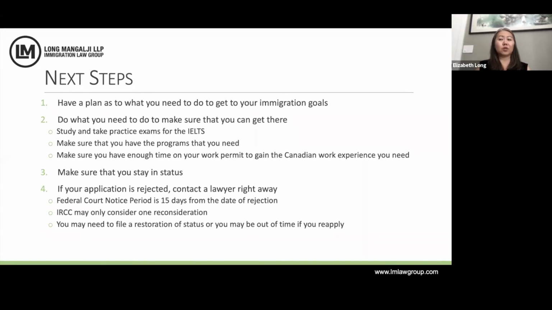And also, maybe you were wrong and you didn't meet the qualifications. You will need to file restoration of status within a proper period of time. If you don't apply within the restoration period, then you're completely out of status, and you may not have a way to stay in Canada anymore. Okay, so as soon as you get any sort of rejection, contact a lawyer right away.